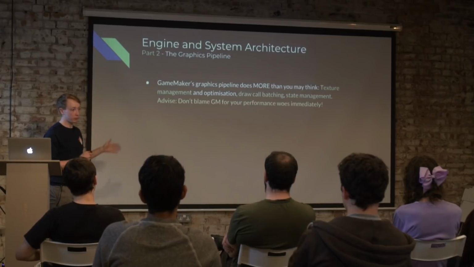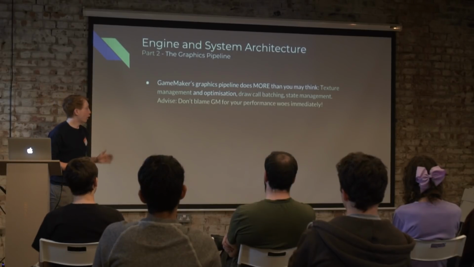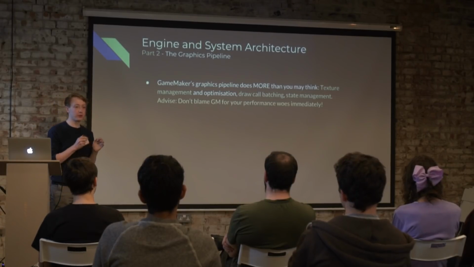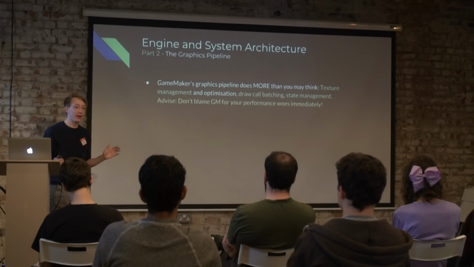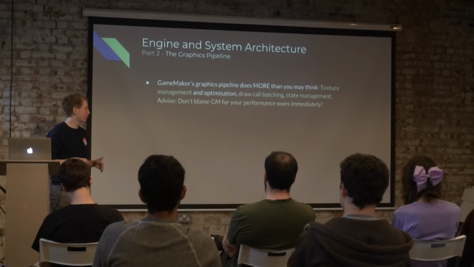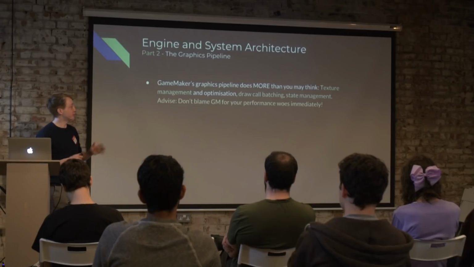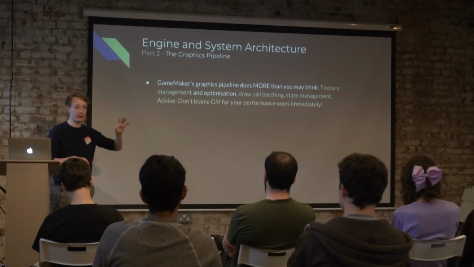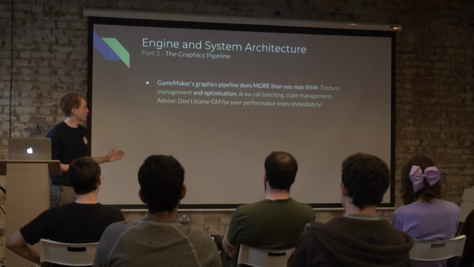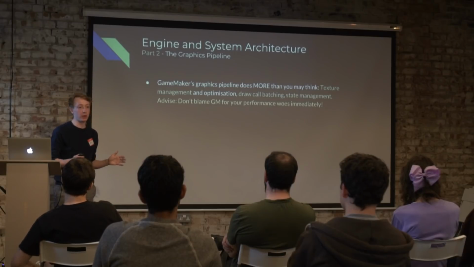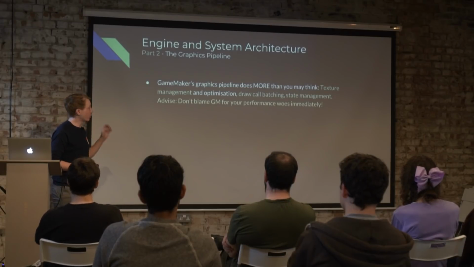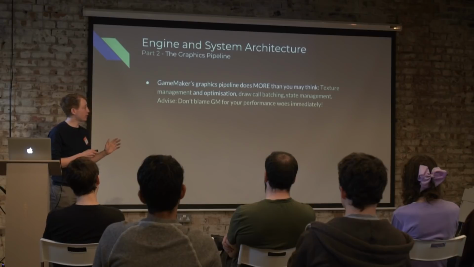The next thing I want to discuss is the graphics pipeline. A lot of people look at engines like Unity and then they see GameMaker and it's like, oh, Unity can render these massive 3D scenes and GameMaker can only do like 5 things at once. And a lot of people make the assumption that this must be because GameMaker's graphics pipeline is slow. I want to make a distinction here, and it's that GameMaker's graphics pipeline is actually quite optimal for what it does.